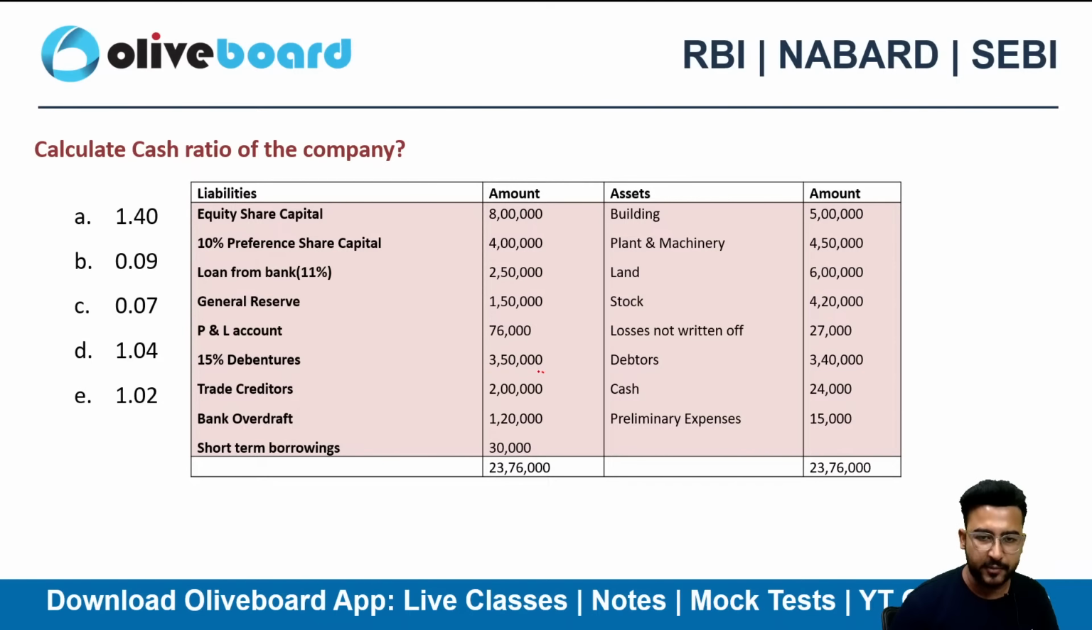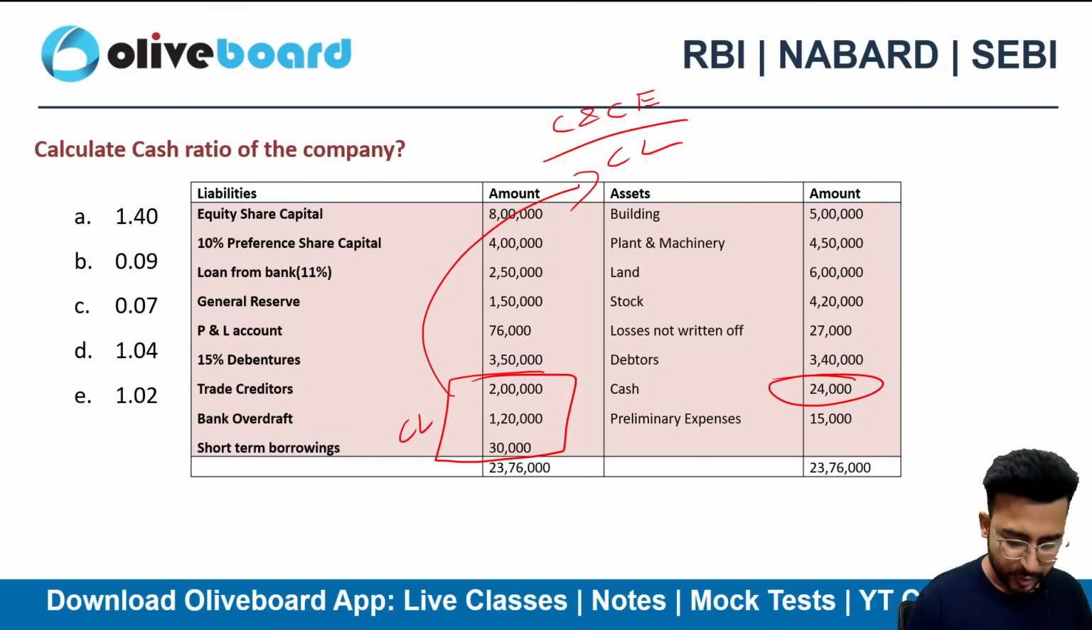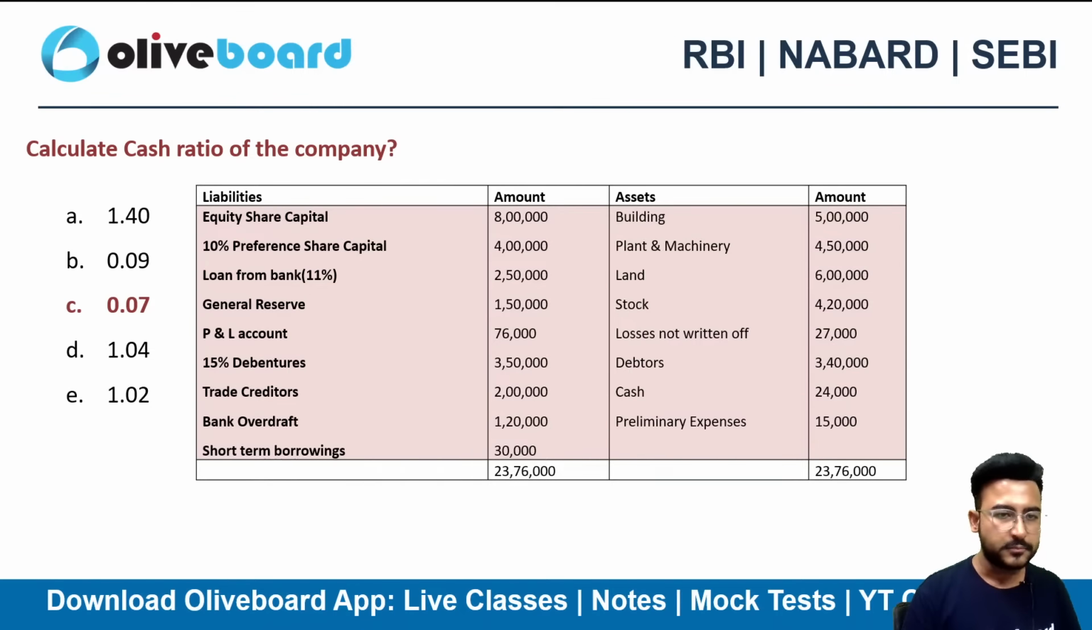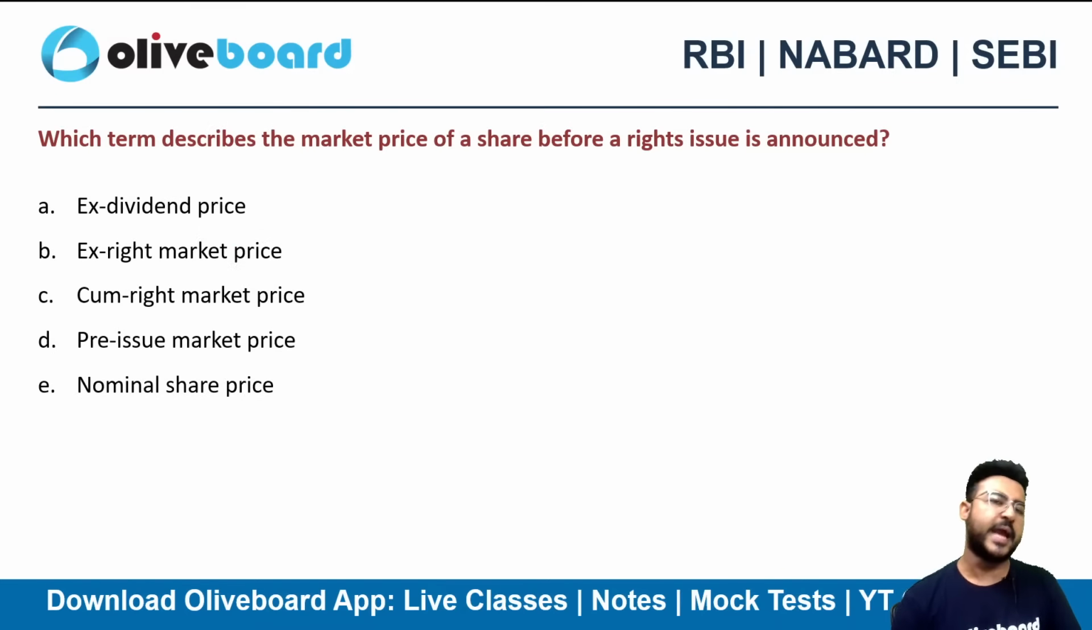Again my current liability will be the same only. Cash ratio is cash and cash equivalent divided by my current liability. What about my cash and cash equivalent? I only have cash as of now in my cash and cash equivalent. So 24,000 divided by the total of my current liability. This will be the cash ratio. 0.07 will be my cash ratio.